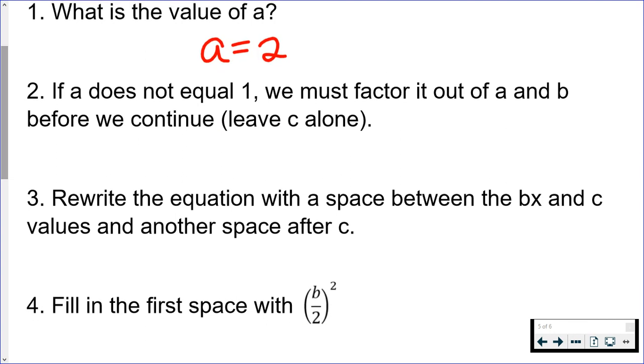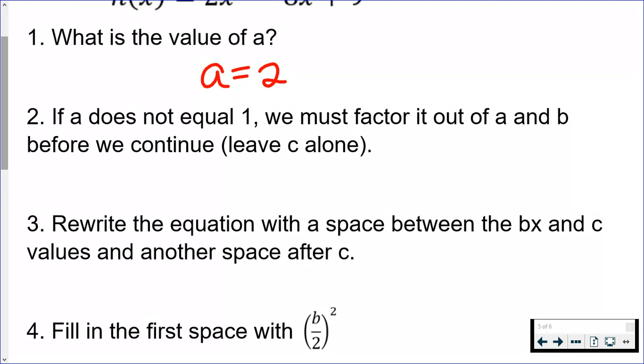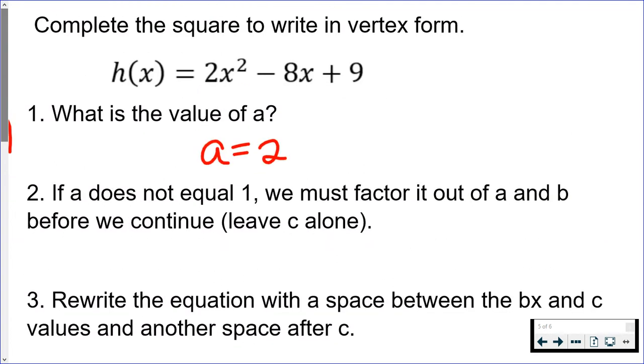So this is what I'm going to do. I am going to factor out the 2, but only from the first 2 terms in the equation. We're going to leave C completely alone right now. I'm just going to take it out of the first 2 terms. Remember, when you factor something out, it doesn't disappear.